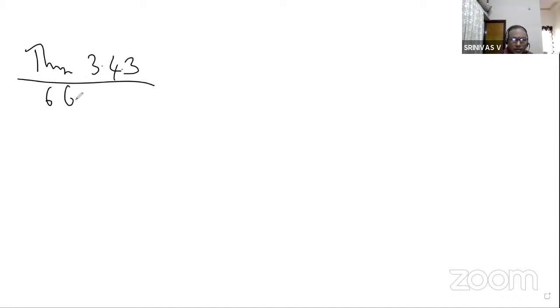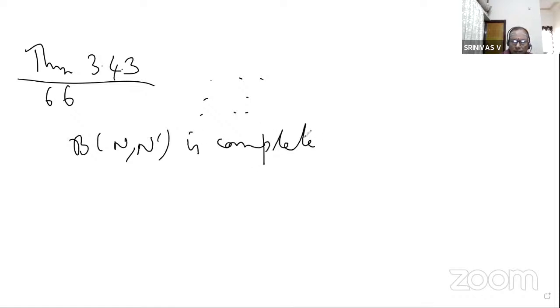Actually, yesterday I was not able to complete this part. It remained. The final conclusion of this theorem is that B of N dash is complete if N dash is complete. If N dash is complete, then B of N dash is complete. This I proved yesterday.